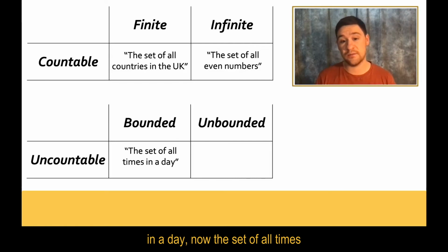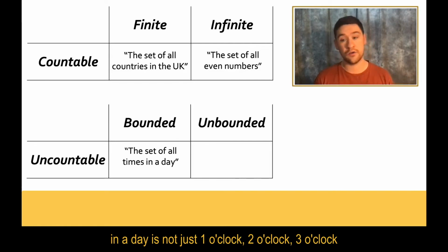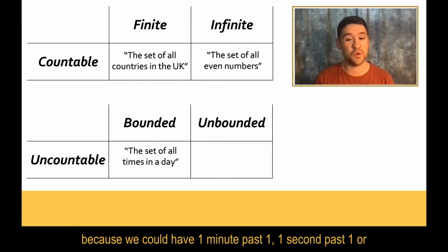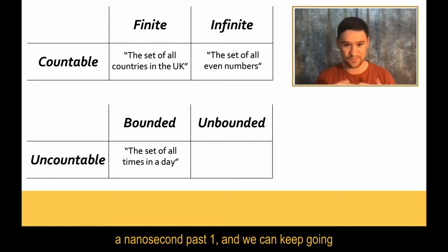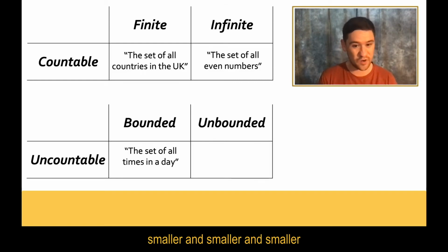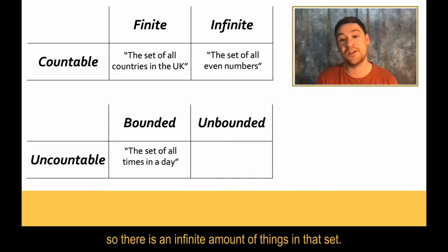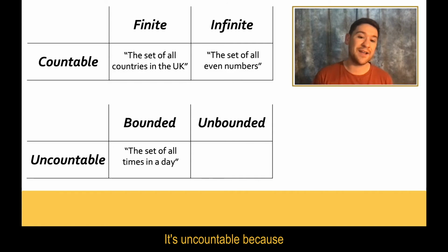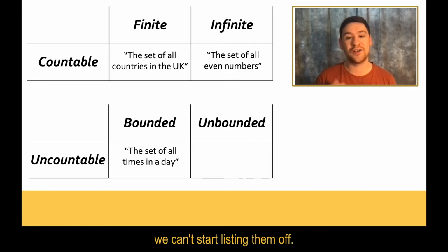Now the set of all times in a day is not just 1 o'clock, 2 o'clock, 3 o'clock, because we could have 1 minute past 1, 1 second past 1, or a nanosecond past 1, and we can keep going smaller and smaller and smaller. So there is an infinite amount of things in that set. It's uncountable because we can't start listing them off.